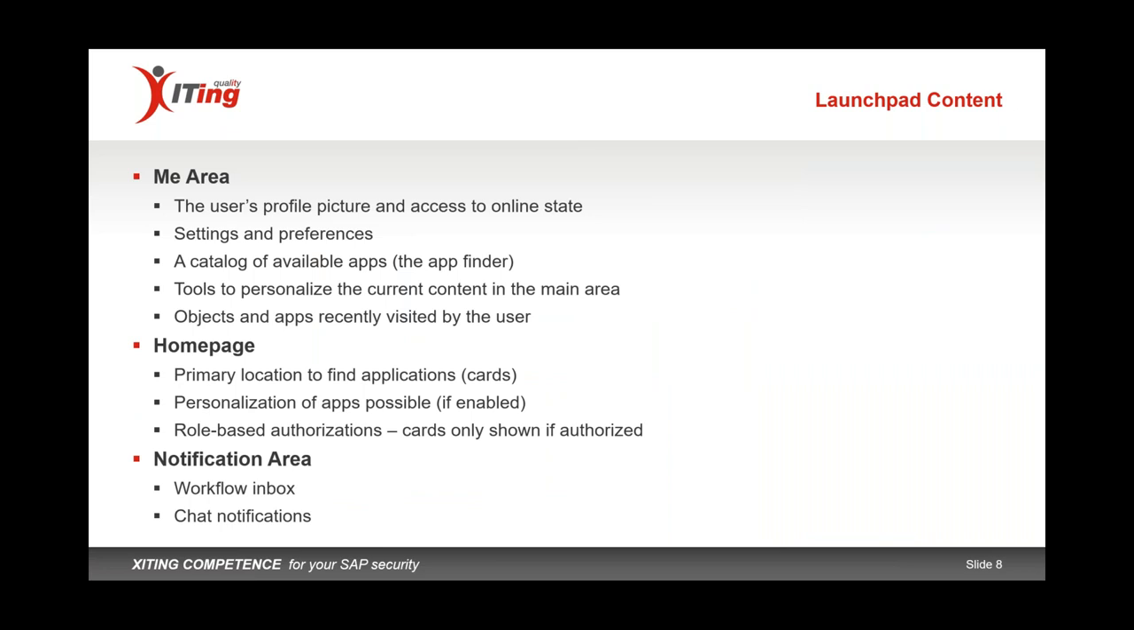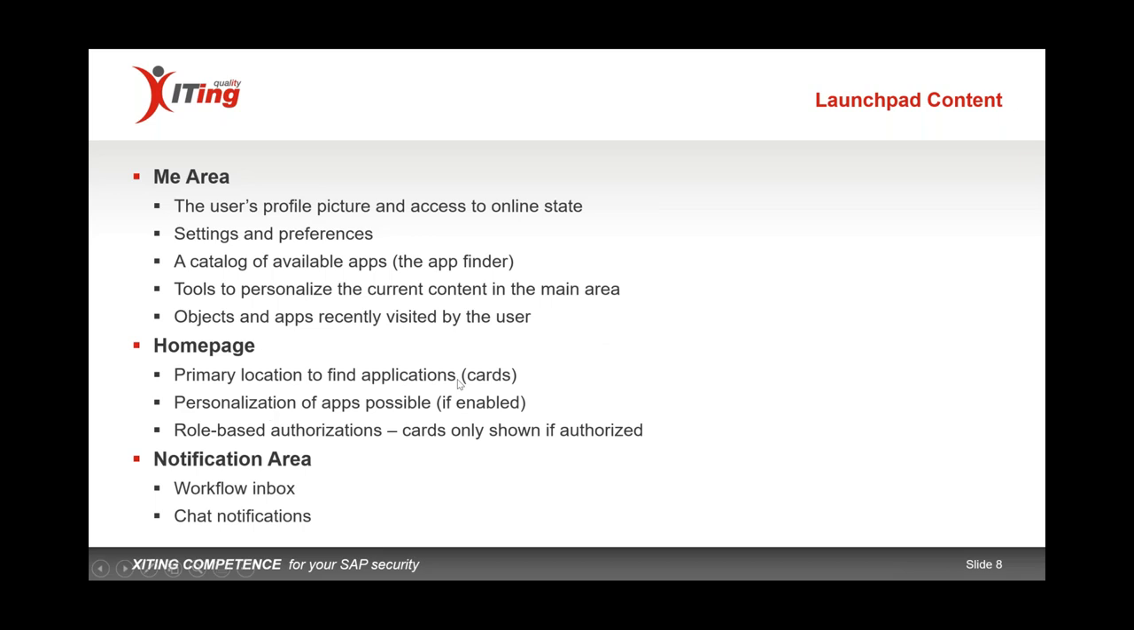So just to sum up, we have three different areas in the launchpad. We have the me area where I can do certain things about my account, change some settings and so on. What's mostly used by the user is the app finder, where I can find all the apps in Fiori that I'm authorized for. So even if they're not popping up through a group, if they're not assigned to a group, I can still find them if I have the authorization through a catalog. We'll get back to that in just a second.